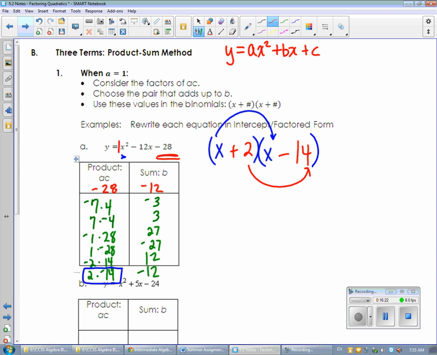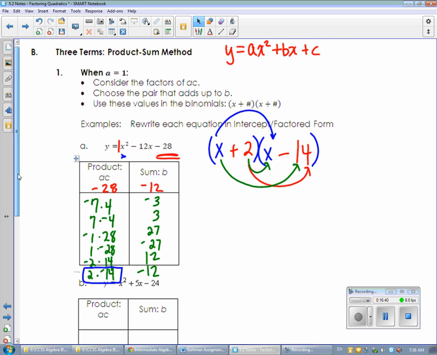If I were to continue foiling to get my inner and outer terms, this would give me a negative 14 and this would give me a positive 2x. When I add them together, I get my middle term, negative 12x. So this is the process that we use for factoring trinomials. Let's take a look at the next one.